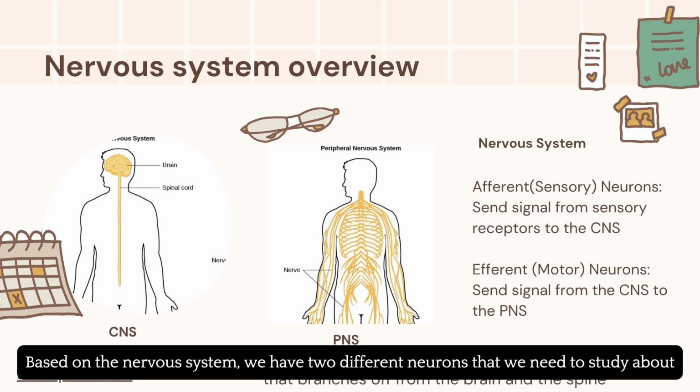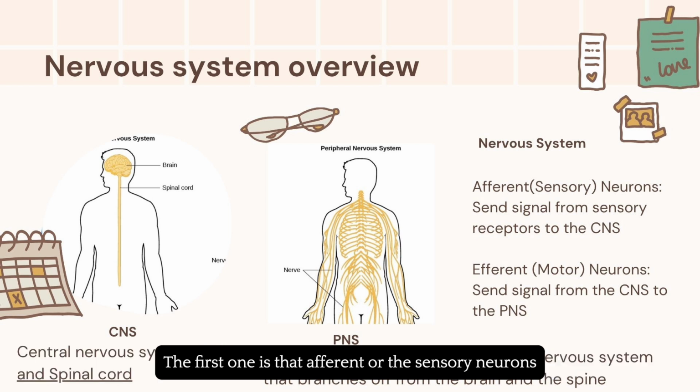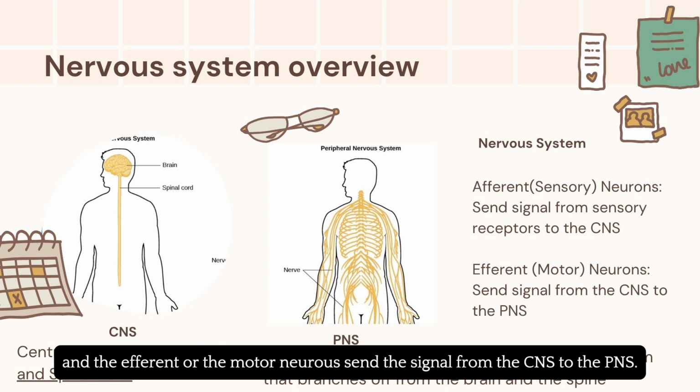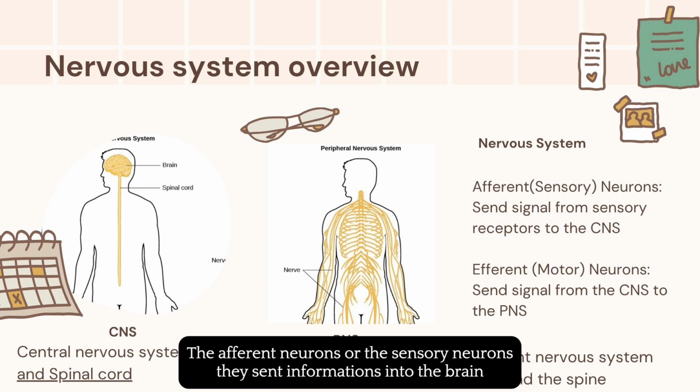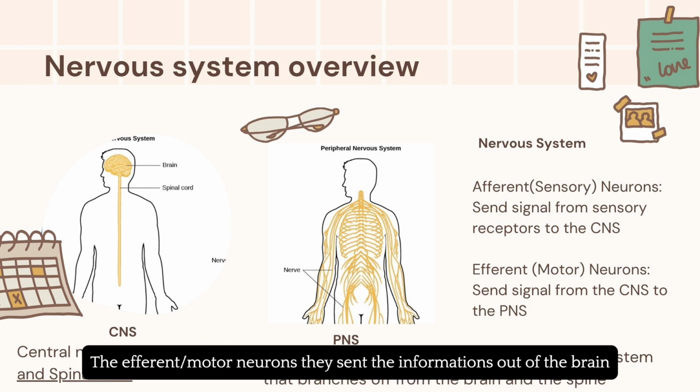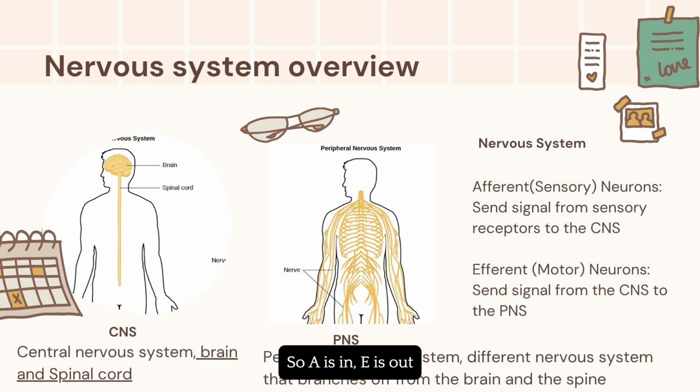Based on the nervous system, we have two different kinds of neurons that we need to study. The first one is the afferent or sensory neurons. They send signals from sensory receptors to the CNS. And the efferent or motor neurons send signals from the CNS to the PNS. The easier way to think about it is to imagine there is a brain in the center, and the afferent or sensory neurons send information into the brain, and the efferent or motor neurons send information out of the brain. So A is in, E is out.